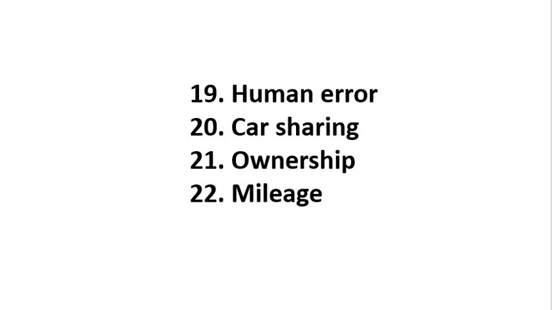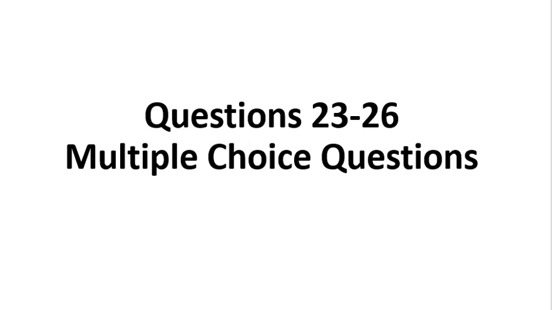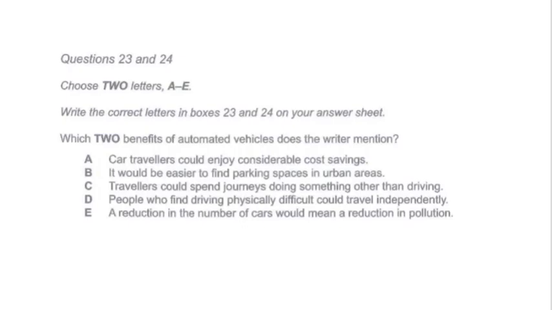Now quickly let's proceed to answering the last 4 questions of this section, which belong to the question type called multiple choice questions. As you know, in this particular question type, you will see more than 2 or 3 options being given, from which you need to choose depending on the instructions and the question. So again, the approach is quite simple, guys. We are going to read the question, then we are going to read the paragraph and get the answers. So let's look at the first 2 questions. Here you need to choose 2 letters, because these are the answers for 2 questions, 23rd and 24th.